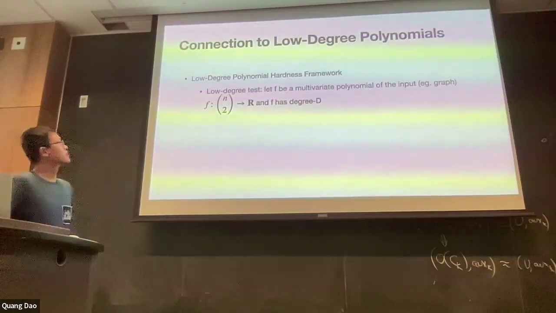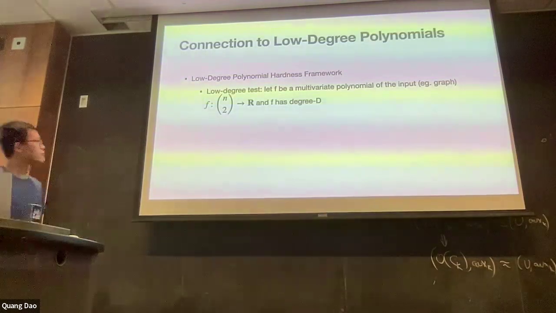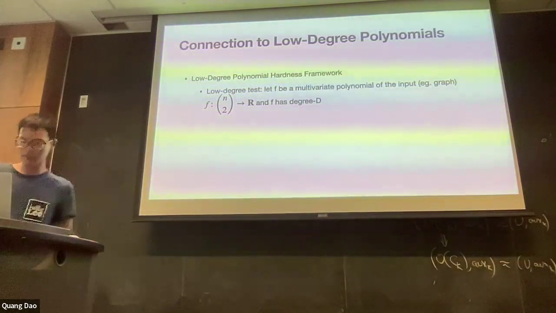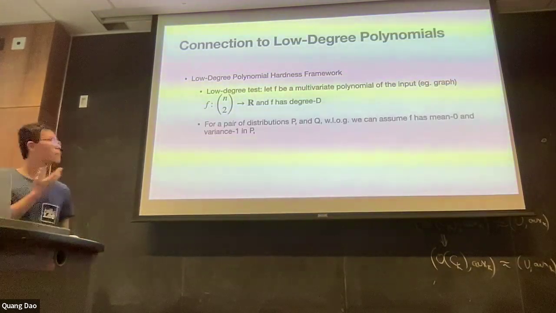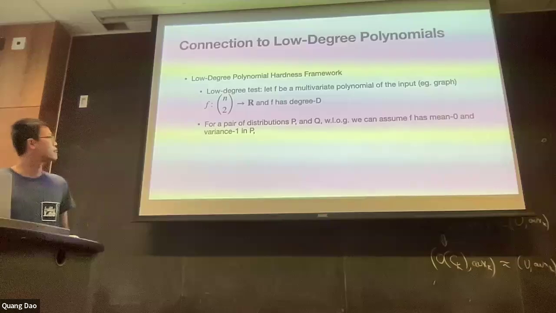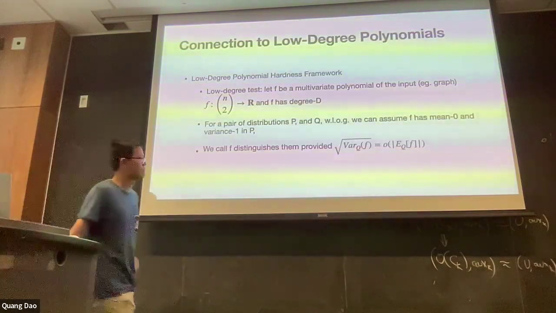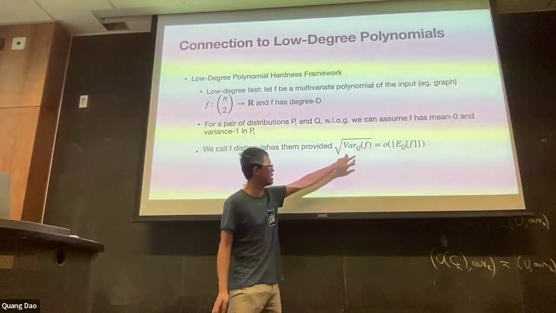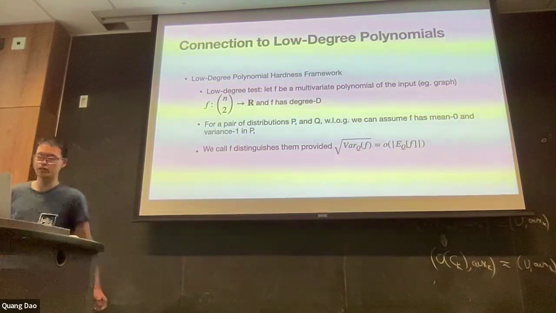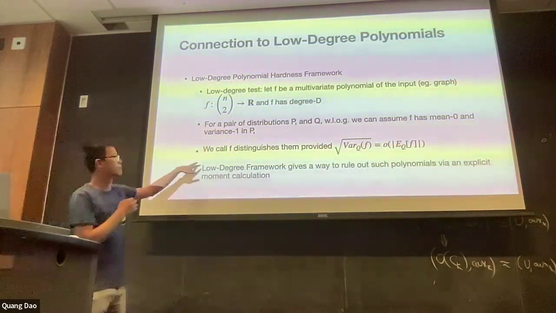Now let me quickly sketch the low degree polynomial framework. It builds on the low degree test of a function f. We consider f, some multivariate polynomial of the input, for example a graph, with degree at most D. There is a pair of distributions P and Q that we are interested in. Without loss of generality, we assume that f has mean 0 and variance 1 under the distribution P, just by centering. We say f distinguishes these two distributions if the standard deviation of f under Q is at most its expectation under P, so it doesn't fluctuate too much compared to its mean. The low degree framework gives a way to rule out such polynomials f when P and Q are close to each other.